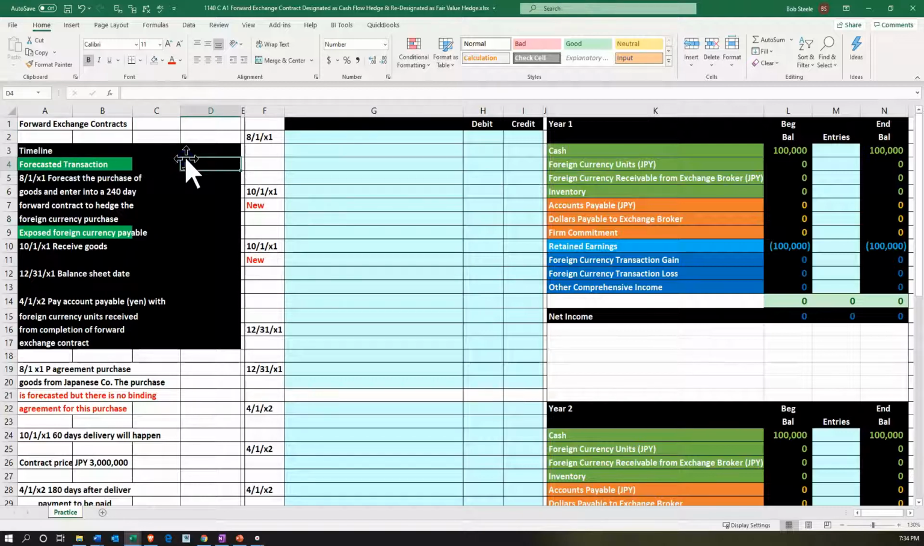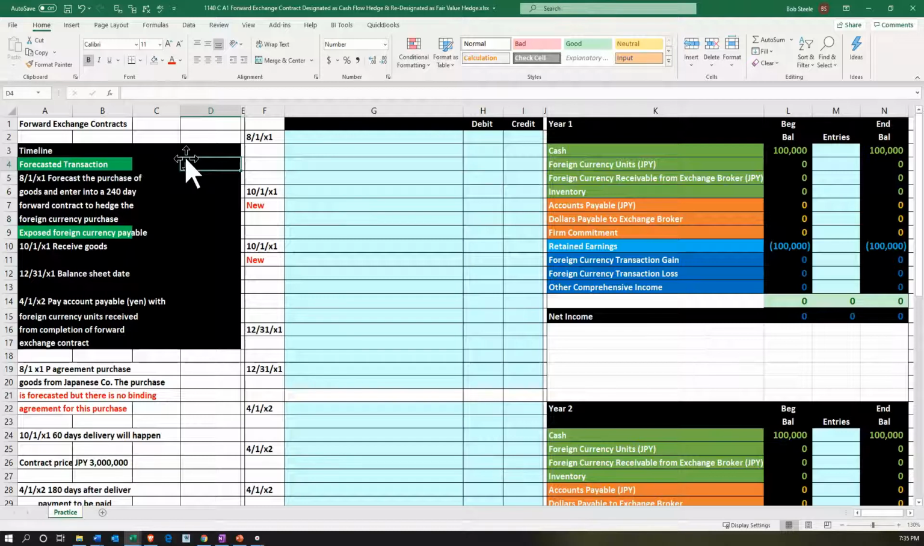Basic timeline will be the timeline of the forecasted transaction. It's going to happen first, meaning we're forecasting a transaction in the future that will deal with foreign currency. We don't have a contract for it necessarily. We're basically predicting or forecasting a transaction that could happen in the future.